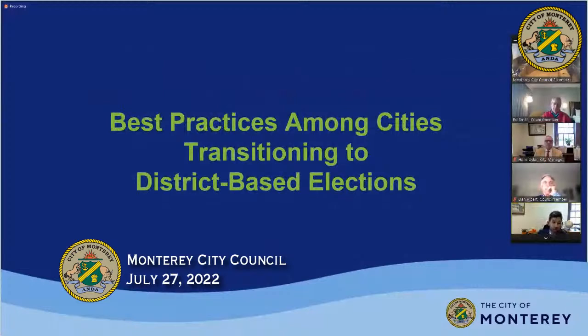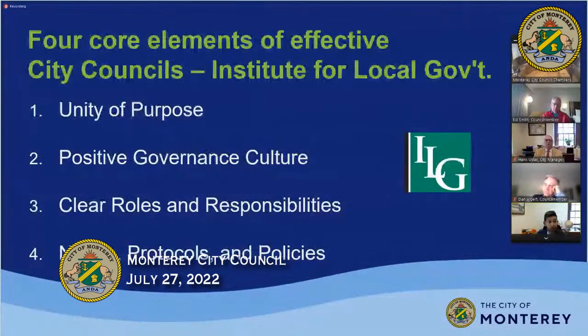So let's talk briefly about the best practices among cities transitioning to district-based elections. There are 4 elements of effective city councils, according to the California nonprofit Institute for Local Government. This is an organization whose parent organizations include the League of California Cities and the California State Association of Counties. And the 4 elements include, first of all, having a unity of purpose. The second is a positive governance culture. Third, clear roles and responsibilities. And fourth is norms, protocols, and policies.